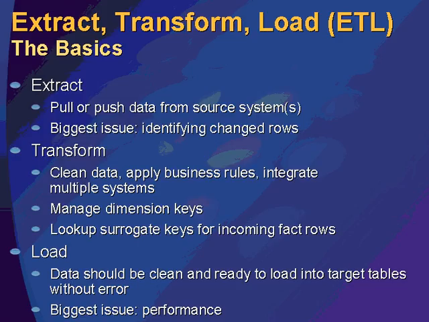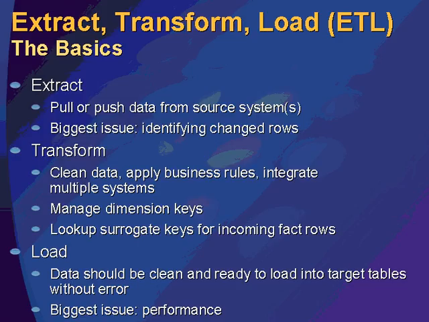All right, let's talk a little bit more about the ETL process and what we mean by that and what kind of activities go on in the ETL process. Well, the E, T, and L tell you basically what's going on. First, we extract the data. We pull, or sometimes push, the data from the source systems. And there, our biggest issue usually is identifying the changed rows. What are the new rows? What are the updated rows? What are the deleted rows that occurred since the last time we extracted data from the system?